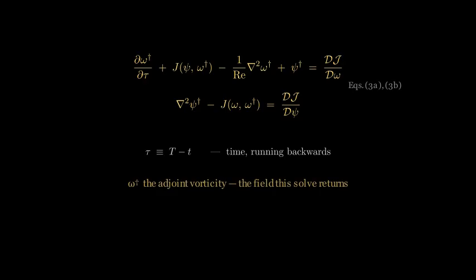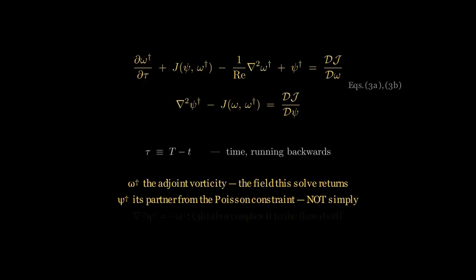Psi dagger is its partner, inherited from the constraint that ties vorticity to the stream function. And be careful here, it is not simply the stream function of omega dagger. The second equation couples it to the flow itself. And on the right-hand side, where the original equation had a forcing, this one has the measurement mismatch. That is what drives it.